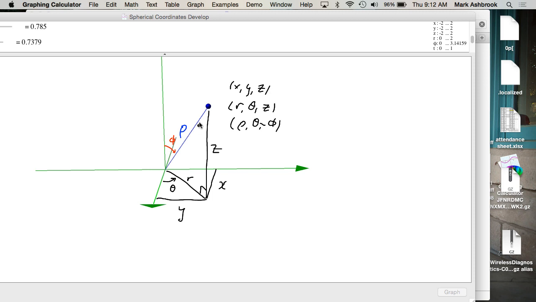What is this angle up here? That's phi. That's phi. Right? Those are alternate interior angles. So this is parallel to the z-axis, right? These two are parallel. So this is also phi. And that other angle down there by the origin would be pi over 2 minus phi. Okay.